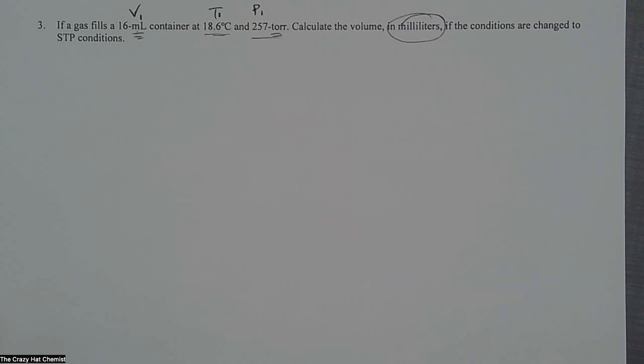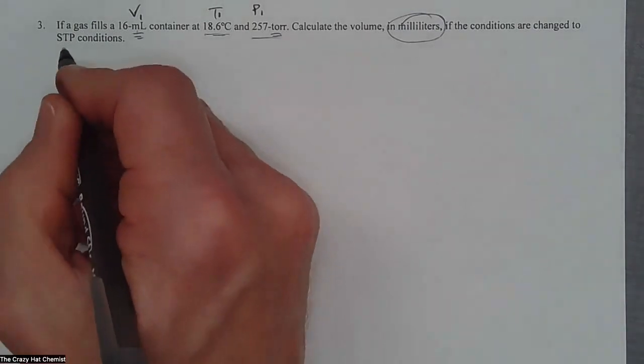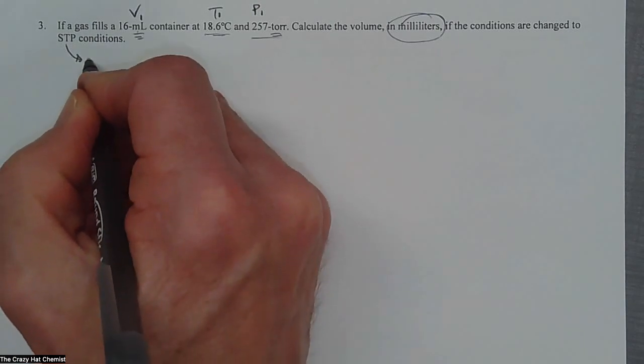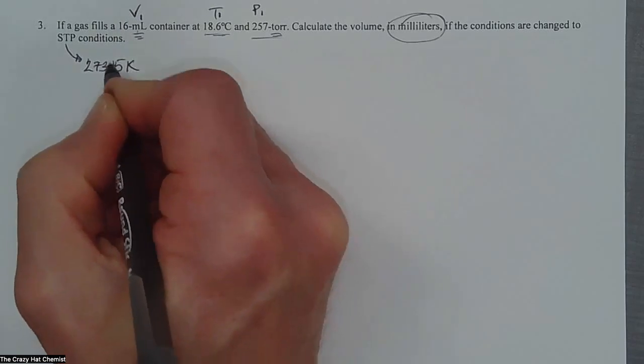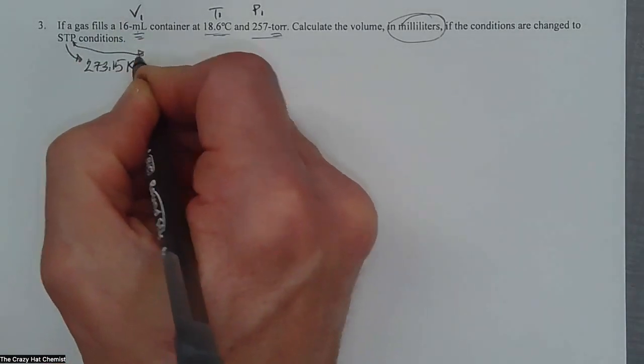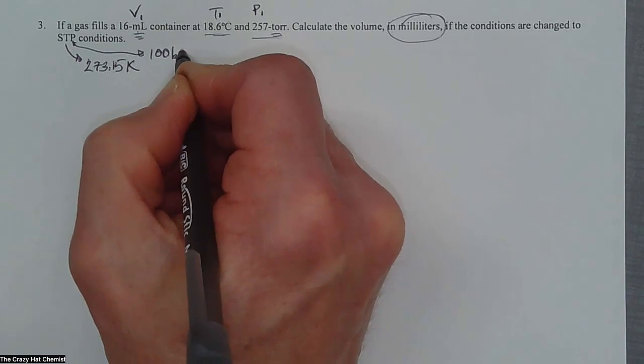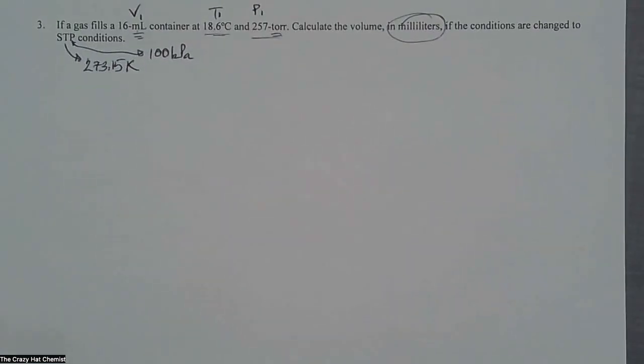So what are STP conditions? I had mentioned this at the very beginning. Standard temperature is 273.15 Kelvin. Standard pressure is 100 kilopascals. Okay. All right.